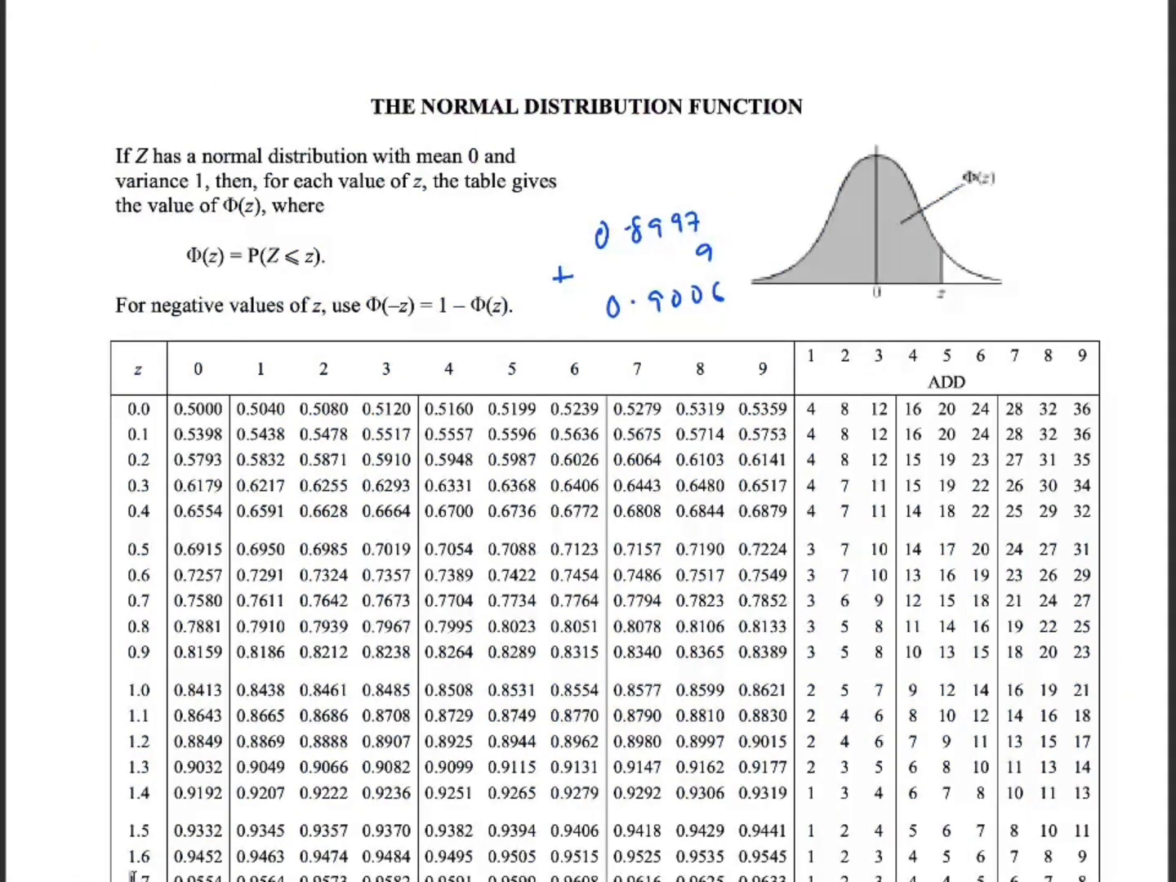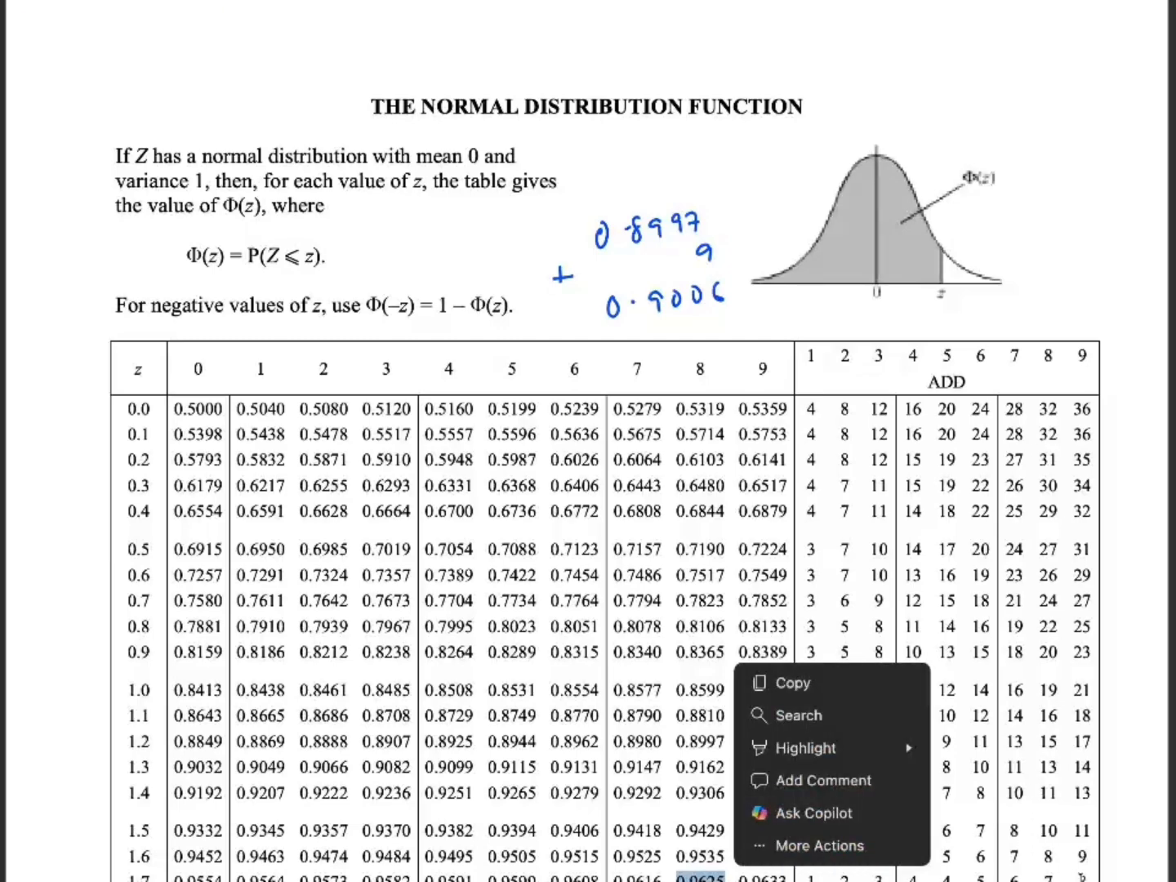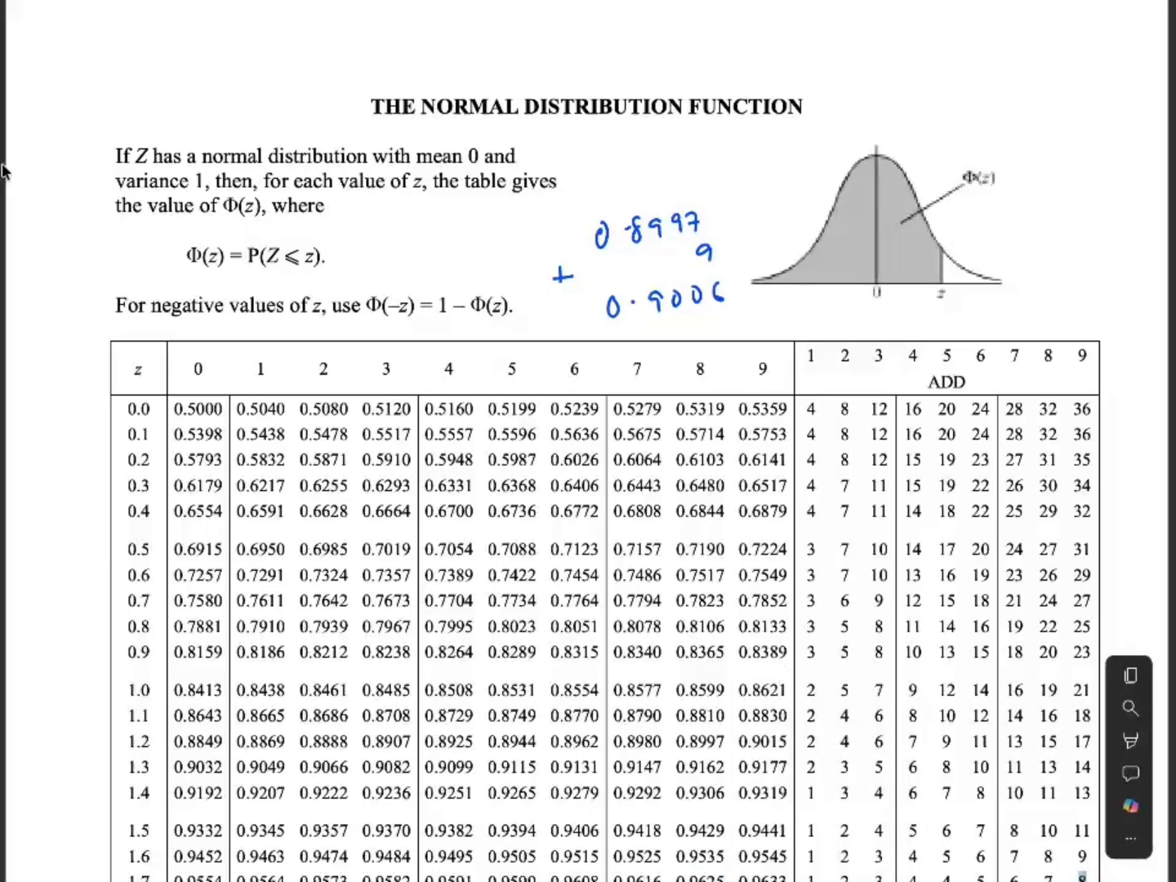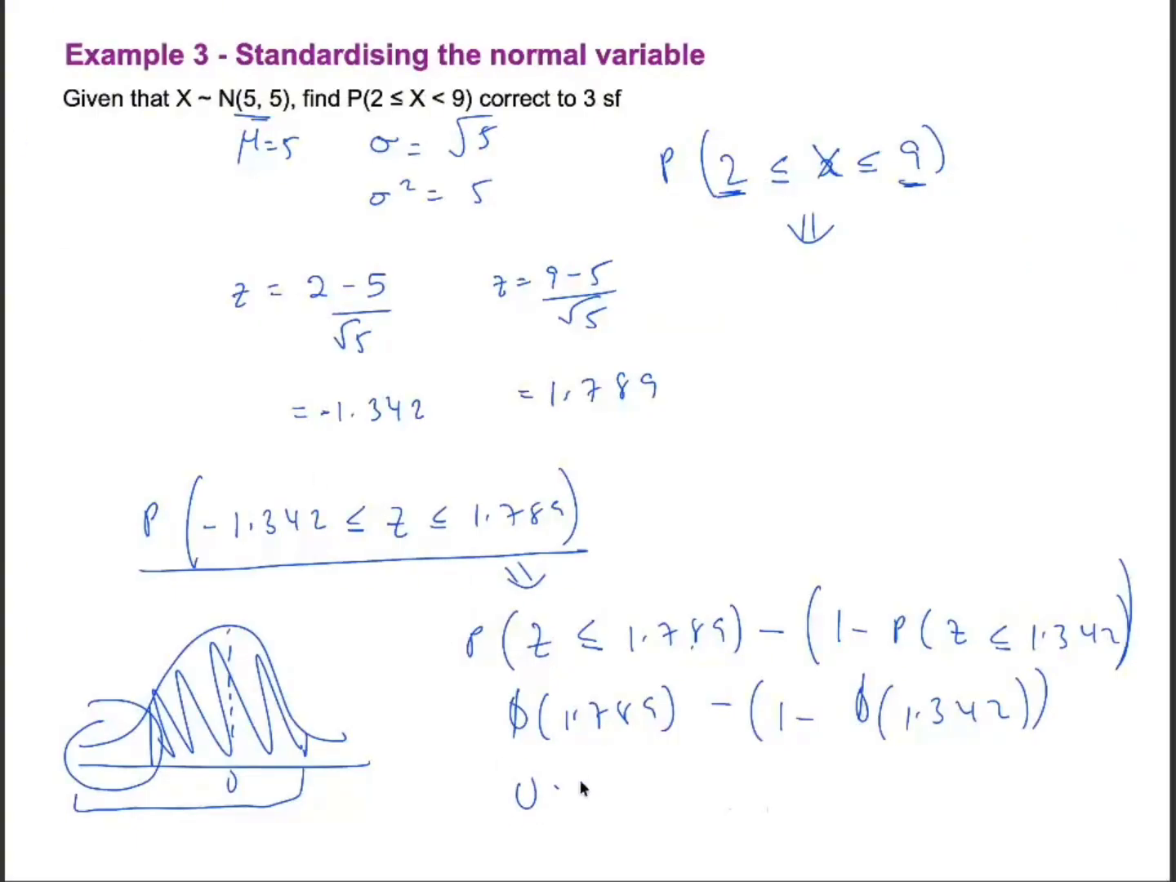For 1.789, we're going to go to 1.7. Then we go to 8, that's our next digit, so 0.9625. Then our next digit is 9, so we're going to add 8 to that. Therefore, we get 0.9625 plus 8 in our last digit, which gives us 0.9633. So this is going to be 0.9633 minus 1 minus the phi of 1.342, which we are now finding.